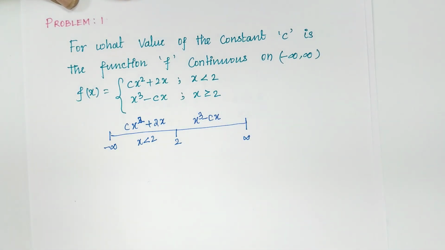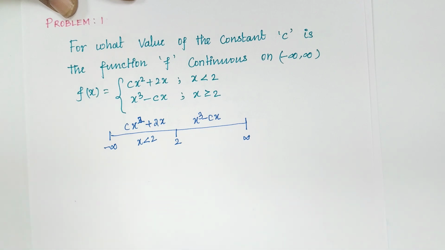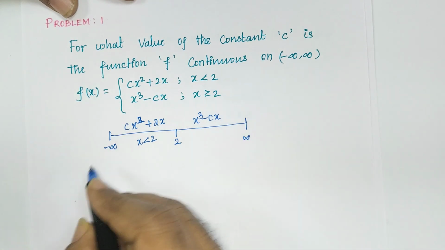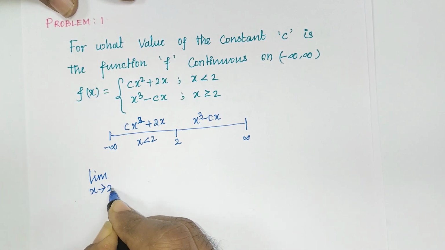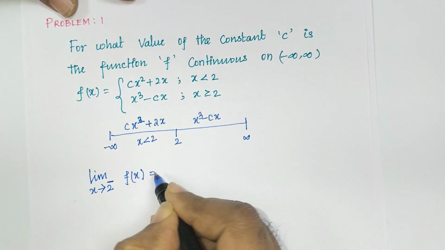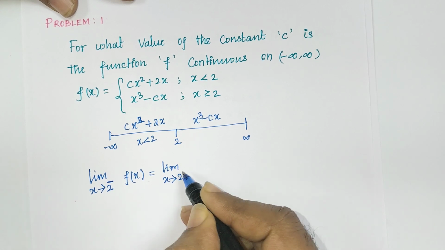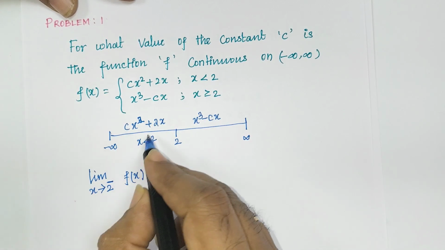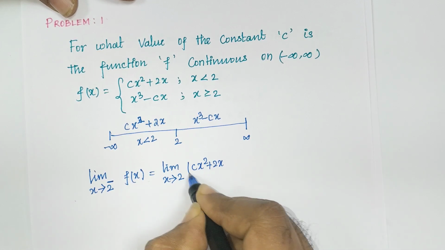Already they told us f is continuous, so we have to prove the left hand side and right hand side limits are equal. First, I am going to prove the left hand side. I'll start with limit x tends to 2 from the left, minus, f of x. So I'll write limit x tends to 2 minus, where the left hand side function is c x square plus 2x.